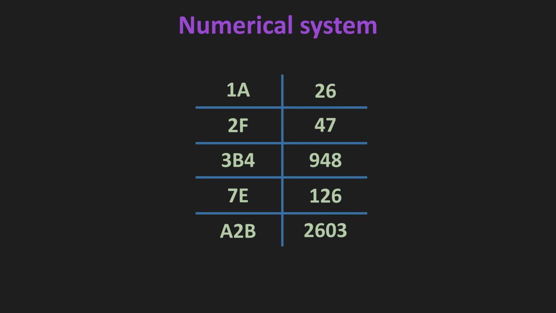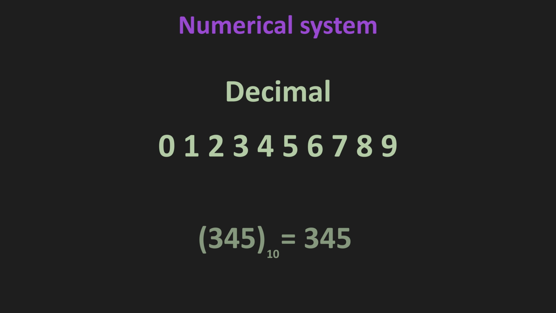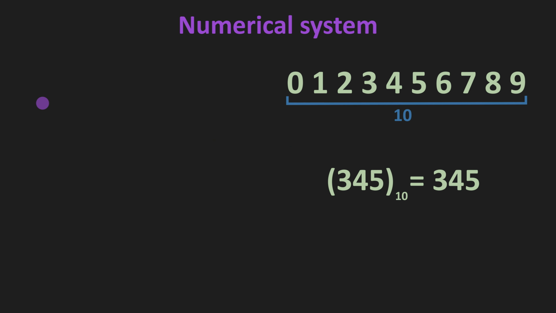A numerical system is simply a way of representing numbers using a consistent set of symbols. The numbers we use every day, 0, 1, 2, 3, and so on, are part of the decimal system, which is a base 10 system. It uses 10 symbols, 0 through 9. Every numerical system has three main components.